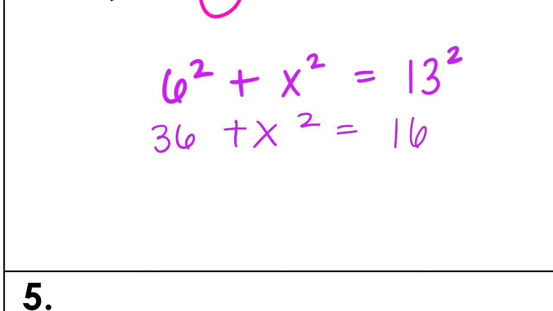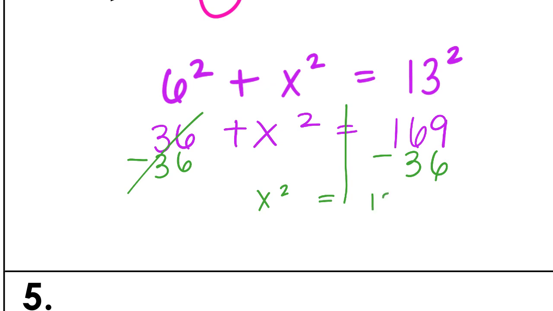13 squared is 169. And now, because of where my equal sign is, I'm not gonna add these because you're not supposed to add those, right? They're on different sides of the equal sign. We're actually gonna subtract. So we're gonna subtract 36 from both sides. And that gives us 133. And then we can just take the square root of both sides to figure out what our missing side is. And once again, we have another decimal. That's okay. So that's about 11.5.